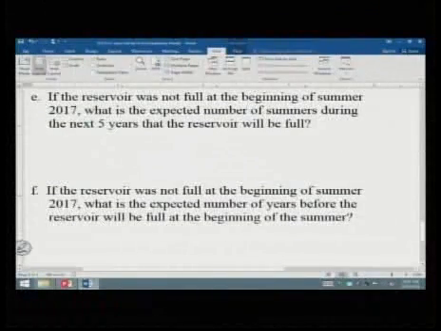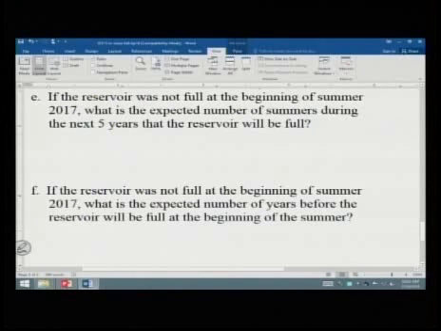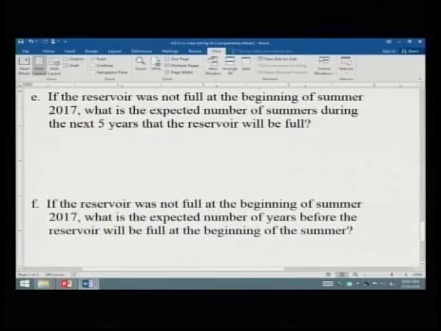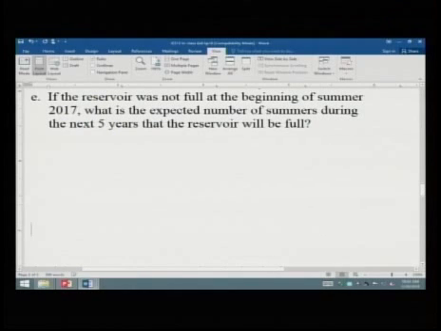Now let's deal with question E. If the reservoir was not full at the beginning of summer 2017, what is the expected number of summers during the next 5 years that the reservoir will be full? So how do you answer this question? We need to deal with that somehow. Let me put more space because I'm going to write something down here.